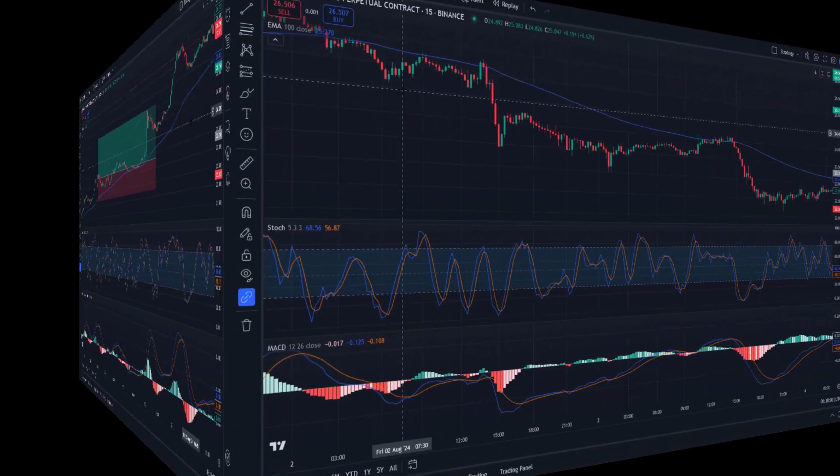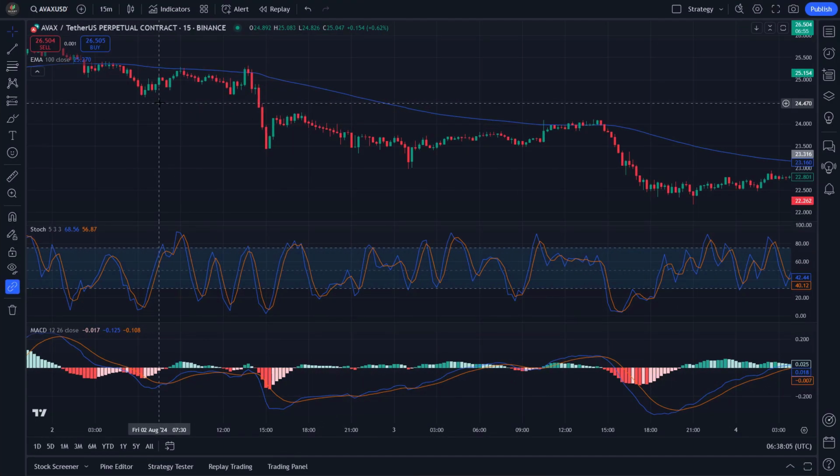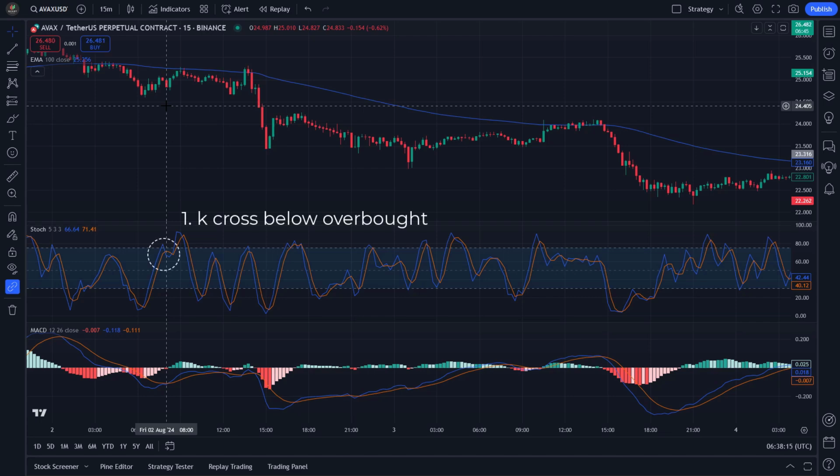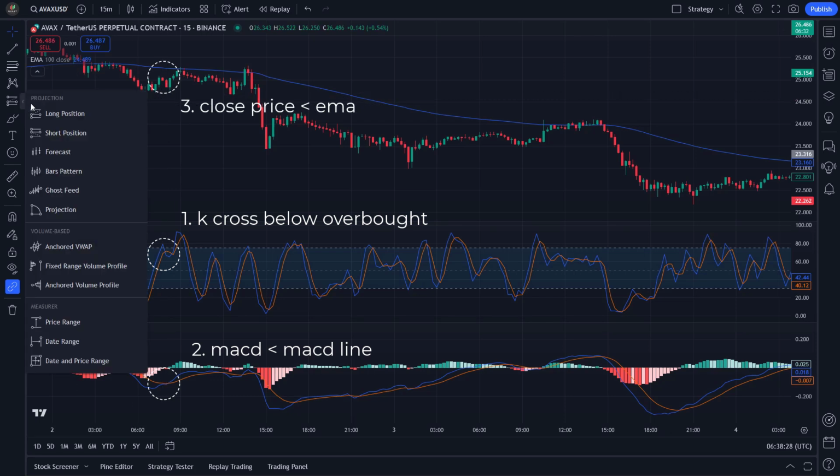Now, let's talk about setting up a short position. Similar to our long setup, the short strategy requires 3 specific conditions to be met, but in the opposite direction. The first condition we're looking for is a crossover in the stochastic indicator, where the K line crosses below the overbought level of 80. Next, we check that the MACD line is below the signal line.